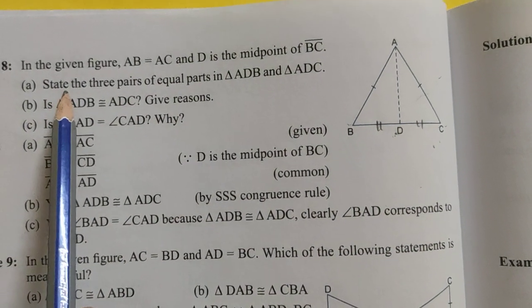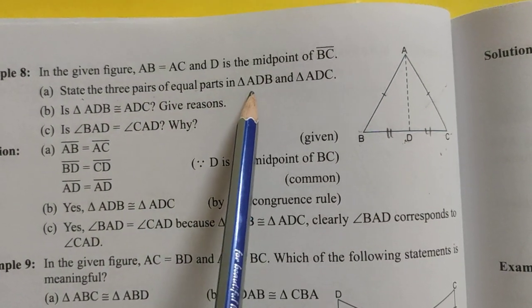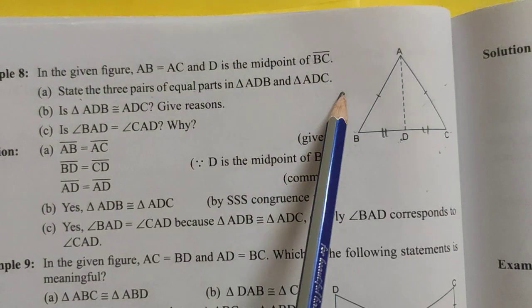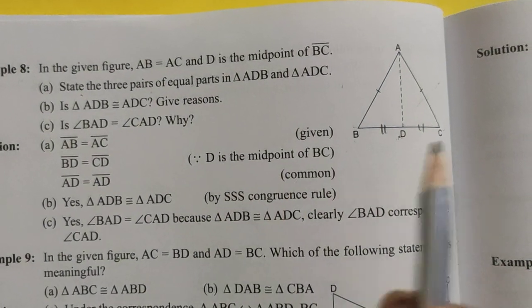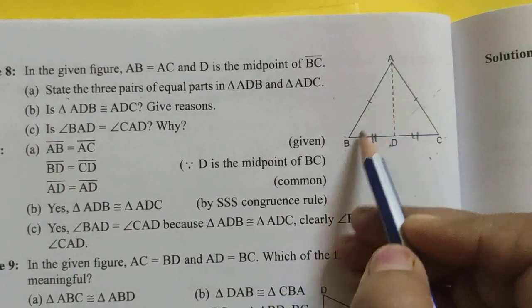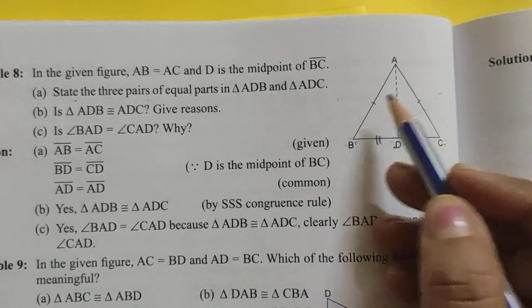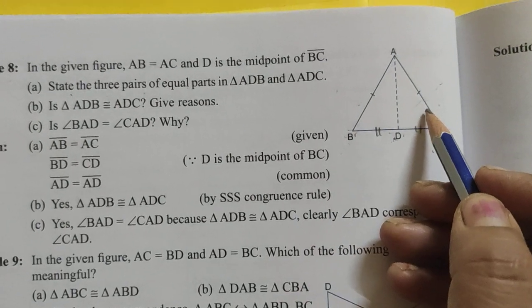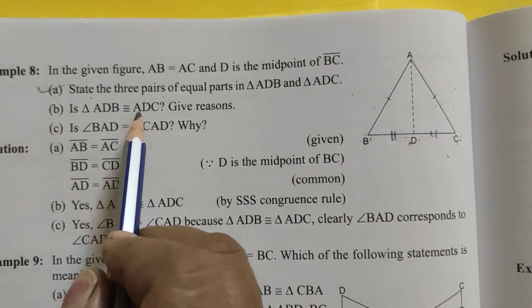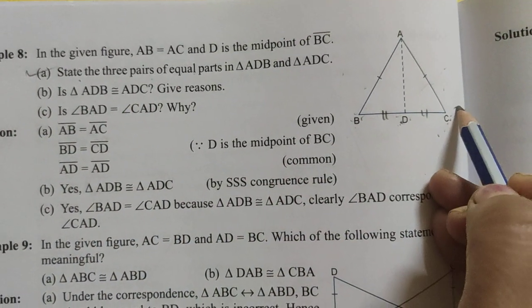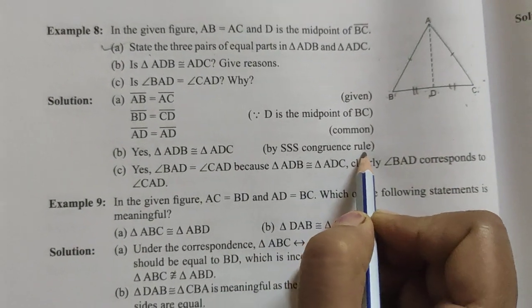Now what they have asked you to do: state the three pairs of equal parts in triangles ADB and ADC. Means you have to write which part is equal to which part. So what you will write: AB is equal to AC, BD is equal to DC, and AD is common for both of them, so AD is equal to AD. This is the first answer done. Now, is triangle ADB congruent to ADC? Yes, they are congruent by the rule of what? By the SSS congruence rule.